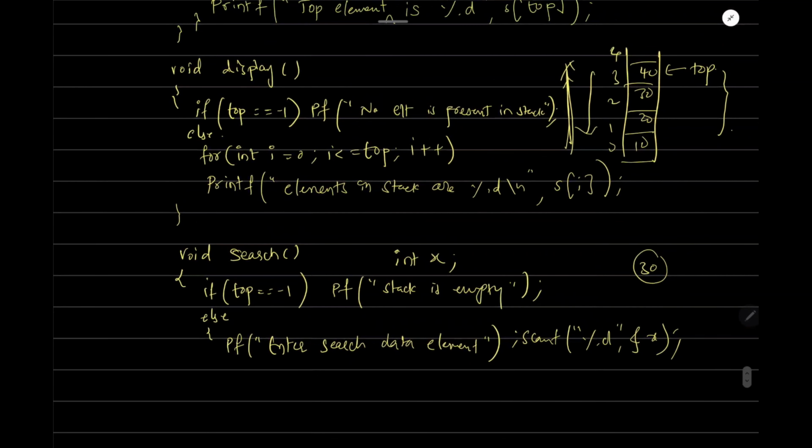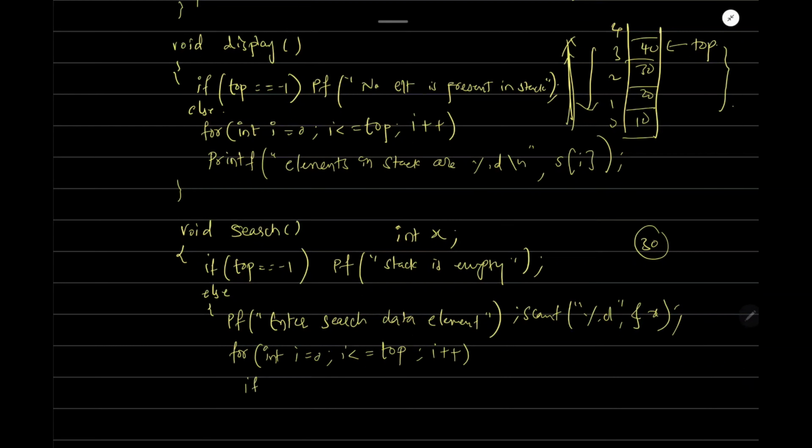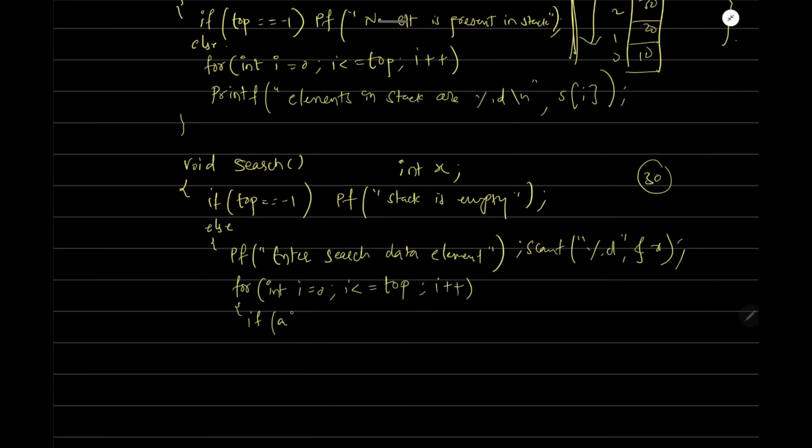So I will be searching the element one by one. For int i = 0; i <= top; i++. Now what I will be checking: if s[i] is equal to x, if it is found, it will be checked like this. If s[i] is equal to x, then we'll be breaking, else printf element is not present. So this is the searching.